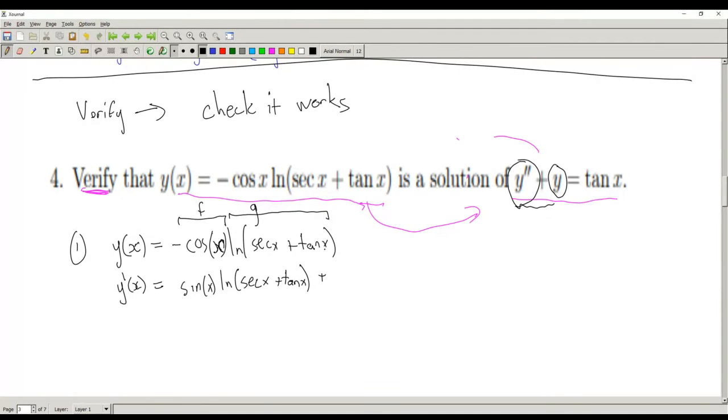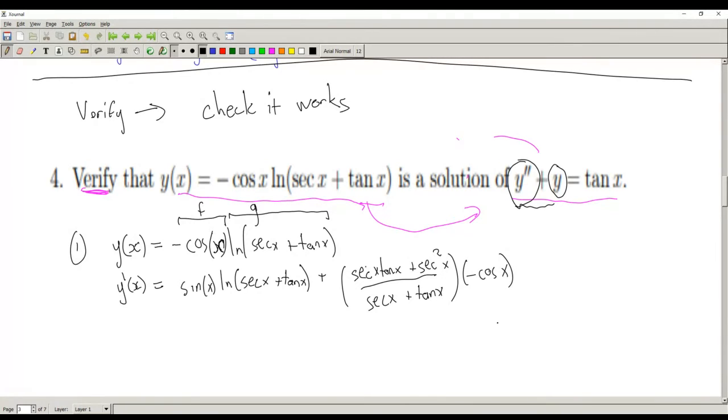So the derivative of ln of this is going to be sec x tan x plus sec squared x all over sec x plus tan x, multiplied by minus cos of x.